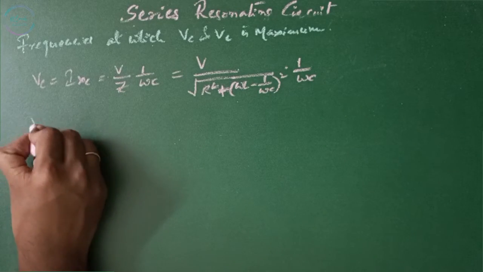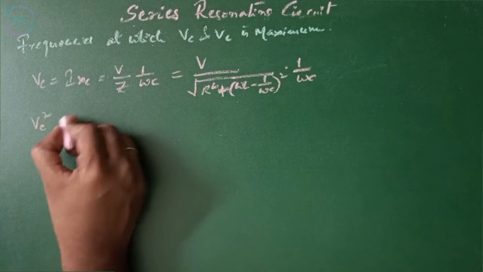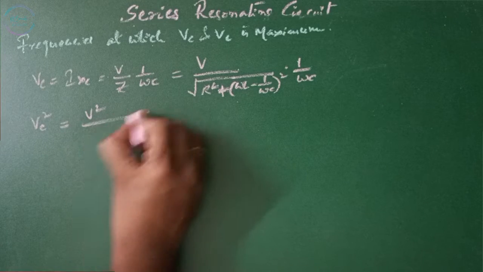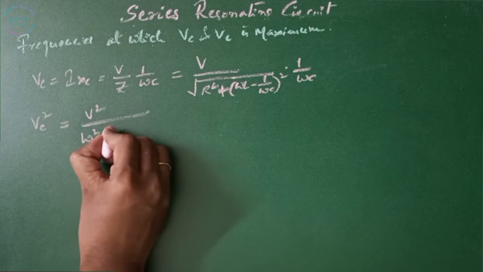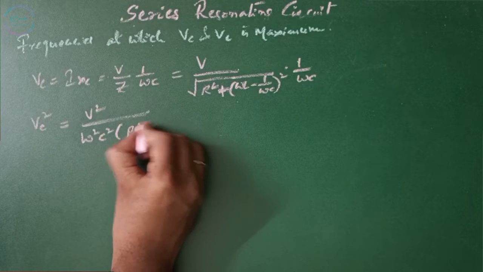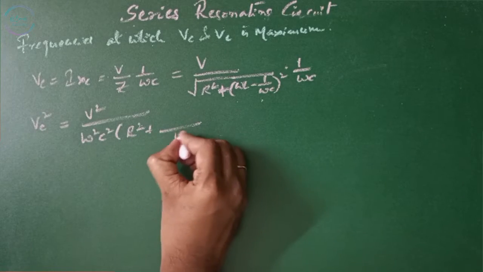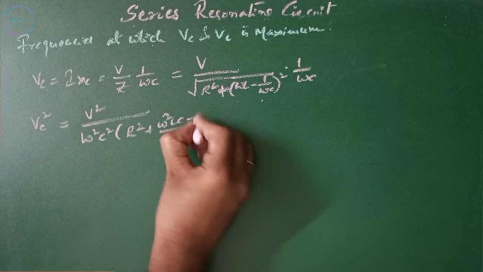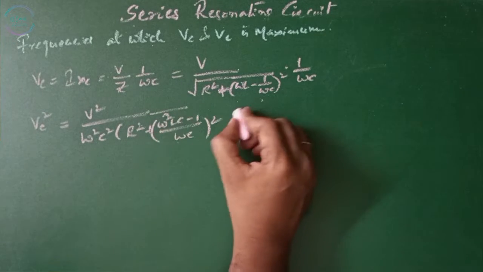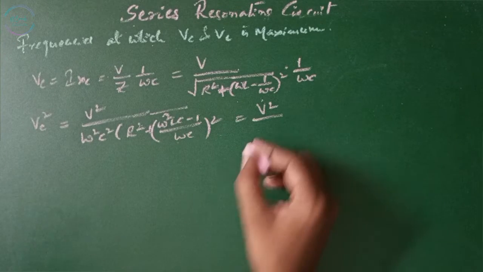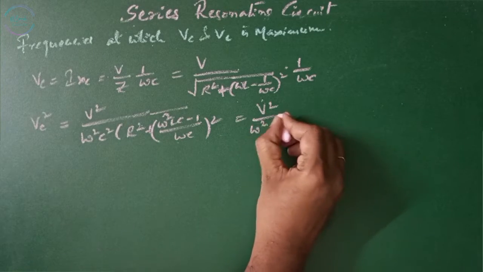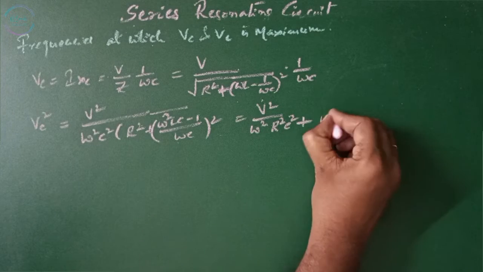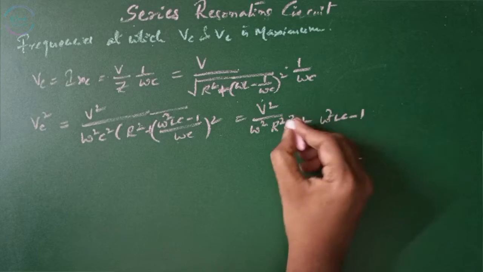Now squaring on both sides, we get VC square equals V square divided by omega square C square times (R square plus (omega square LC minus 1) whole square divided by omega square C square), which equals V square divided by omega square C square R square plus (omega square LC minus 1) whole square.